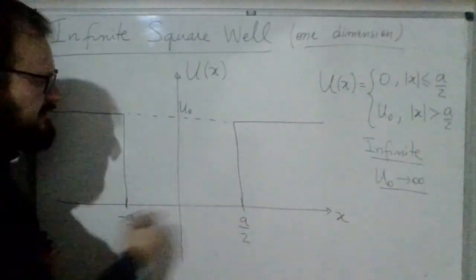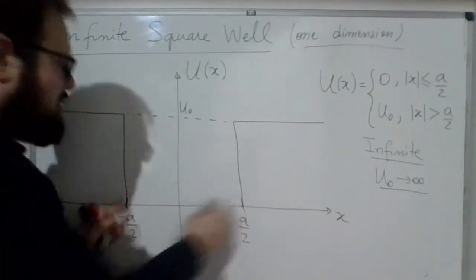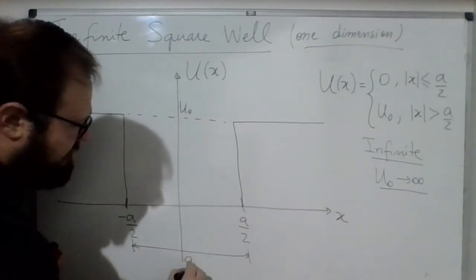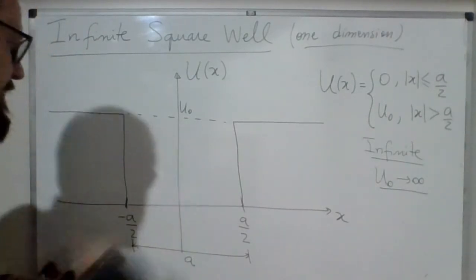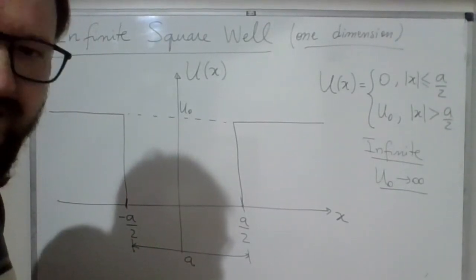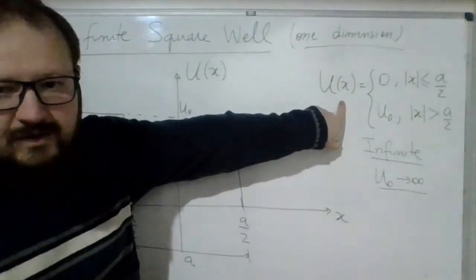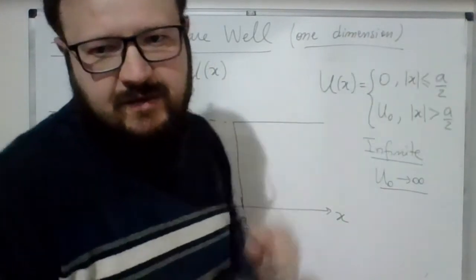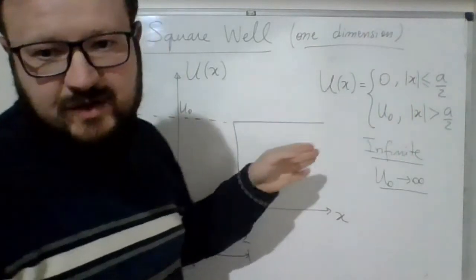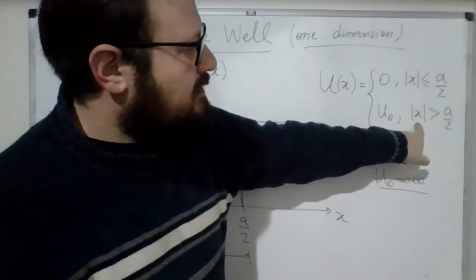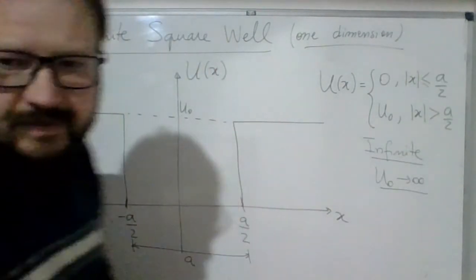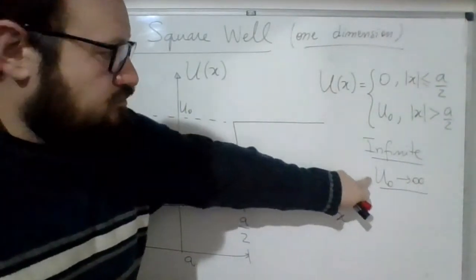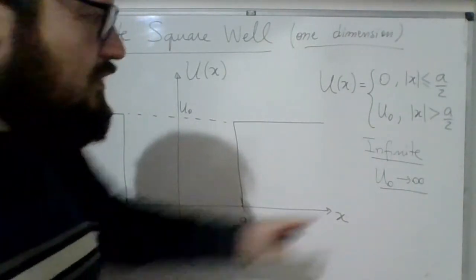And inside, we'll call it a box. Inside the box of length a, so from here to here we have a total length of a. All right, inside the box here the potential vanishes. It is zero, so it is defined this way here. It is zero for the modulus of x lower than or equal to a divided by 2. It is symmetric, and it is u naught for modulus of x greater than a divided by 2. And we will make the value of u0 go to infinity, all right?